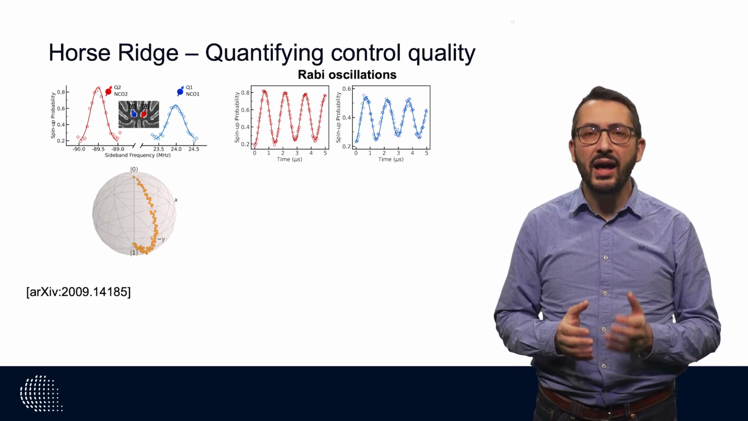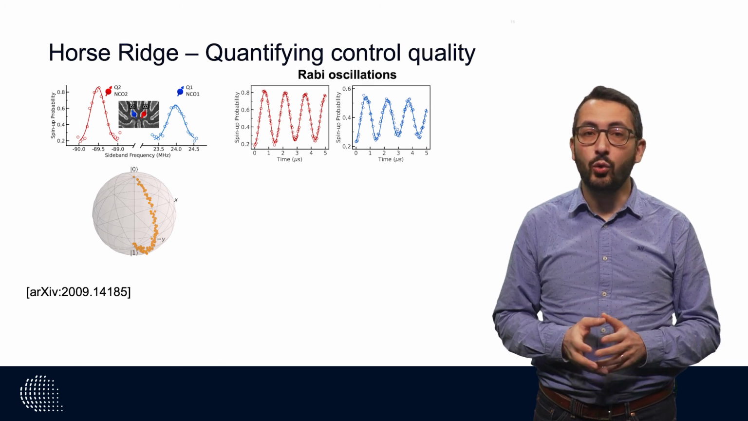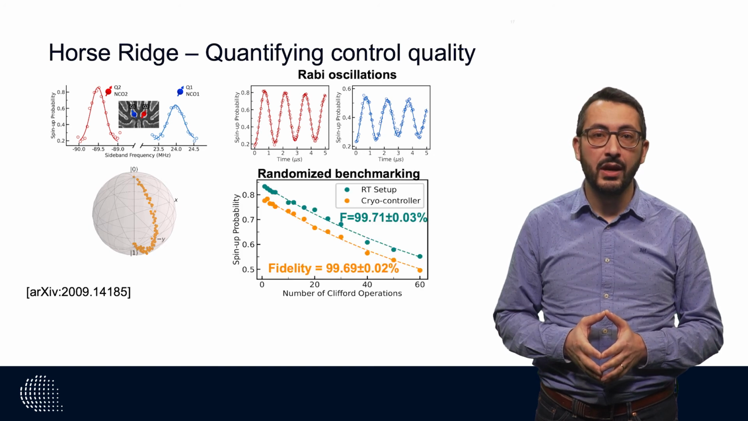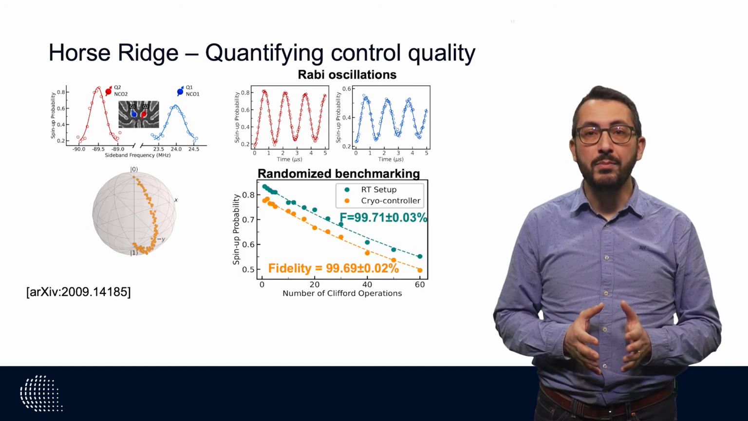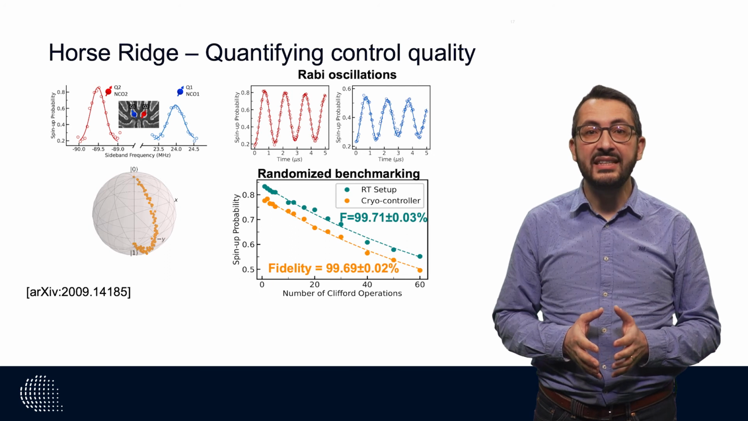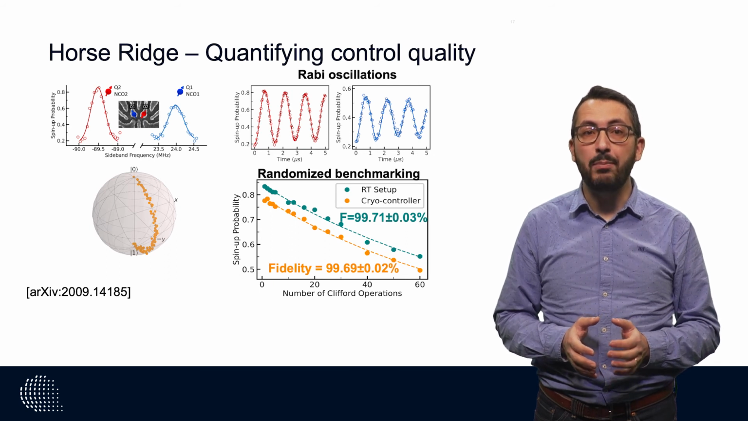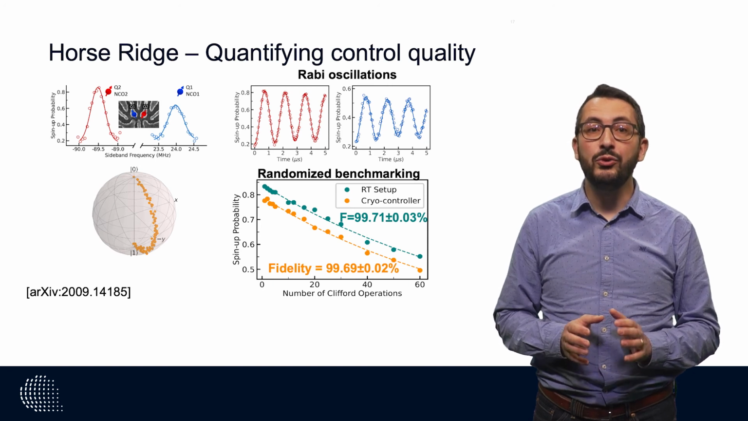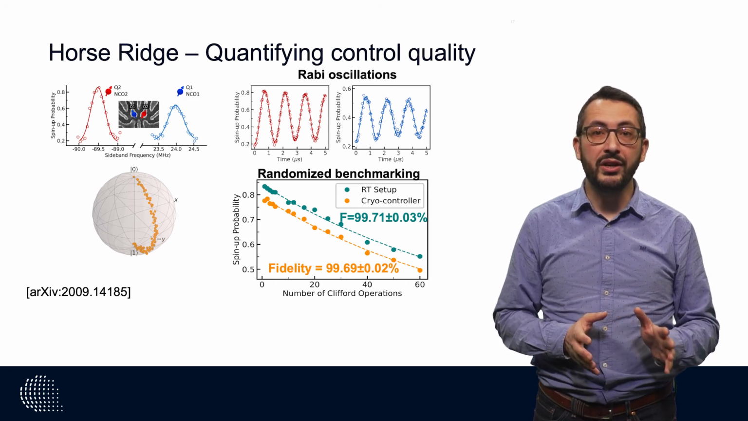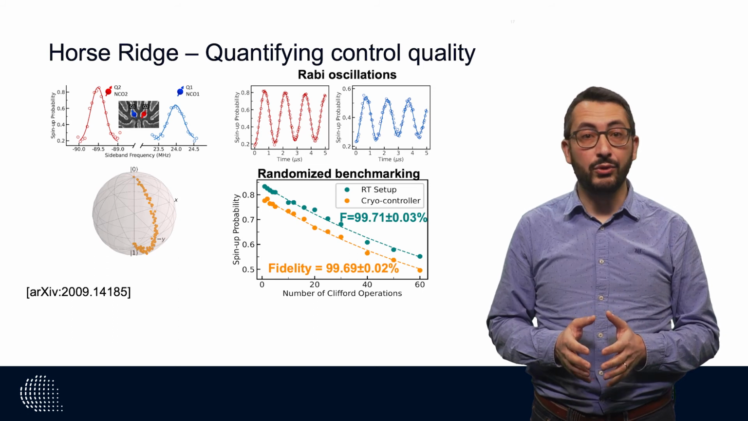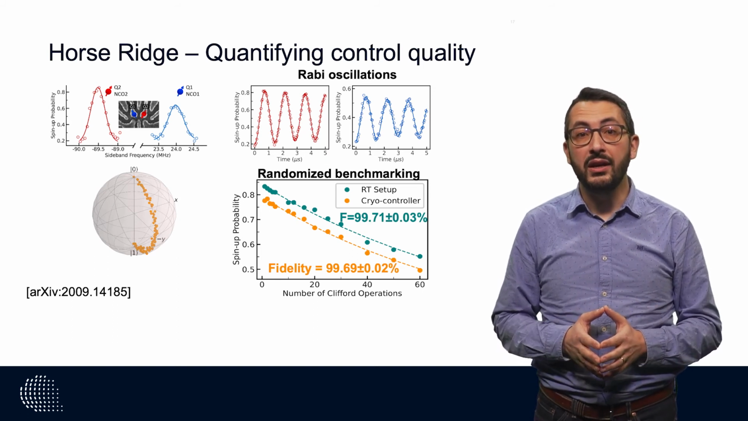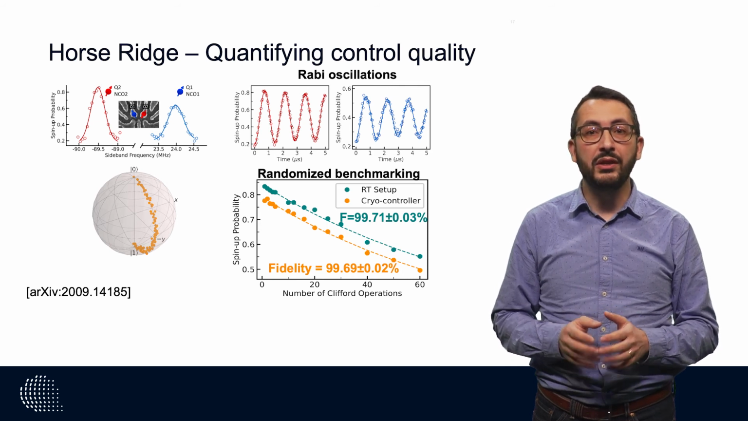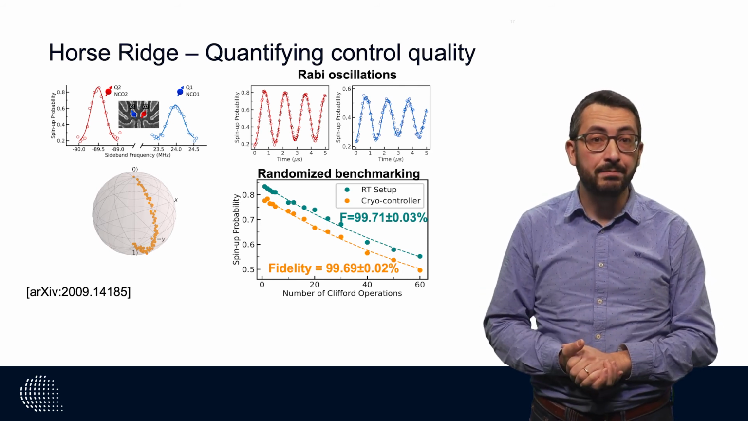But how accurate is this control? To quantify that, we can do a randomized benchmarking experiment. In this plot, we show in blue the spin-up probability as a function of the number of gates applied in a randomized benchmarking experiment, using the room temperature equipment. In orange, we show the results for the same experiment by using the cryo-CMOS controller. Notice that in this plot, we have shifted the 2 curves for the sake of visualization.